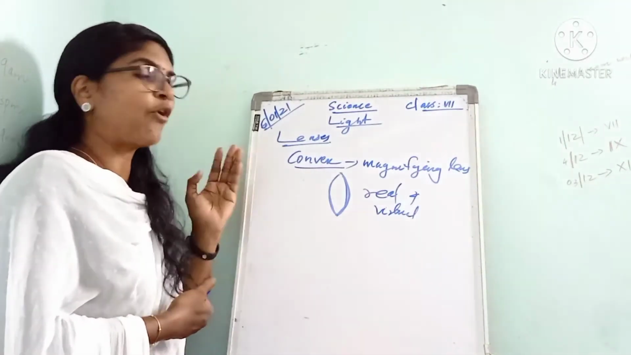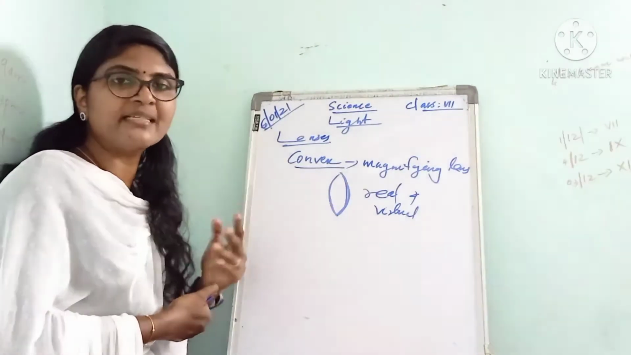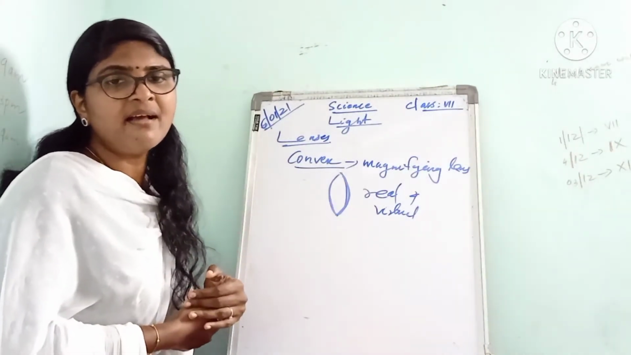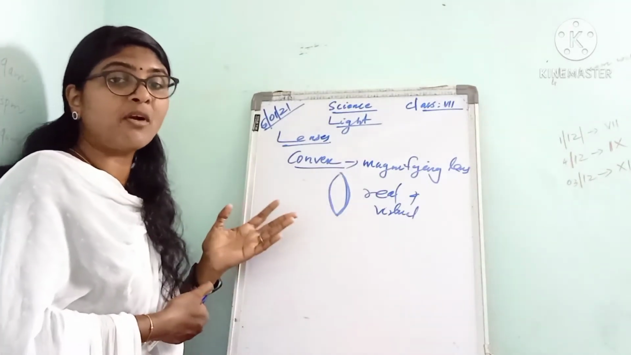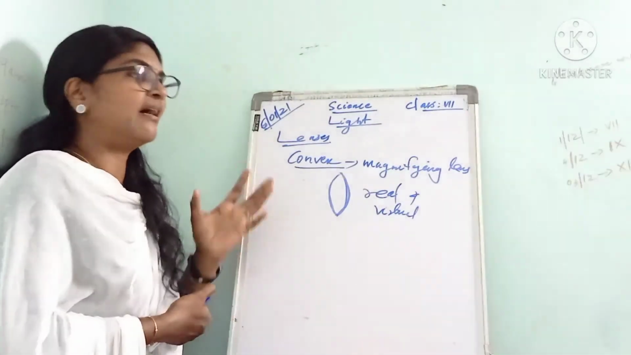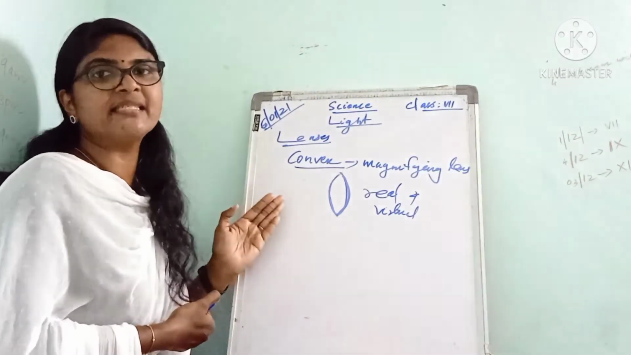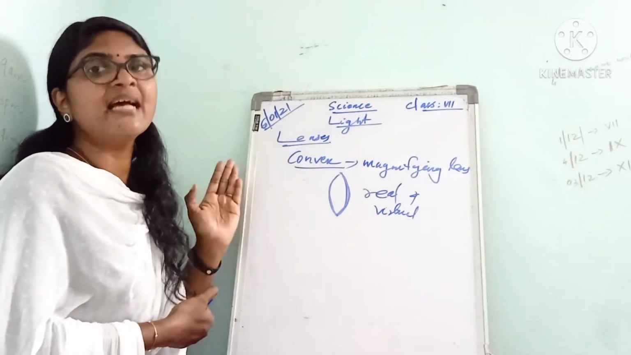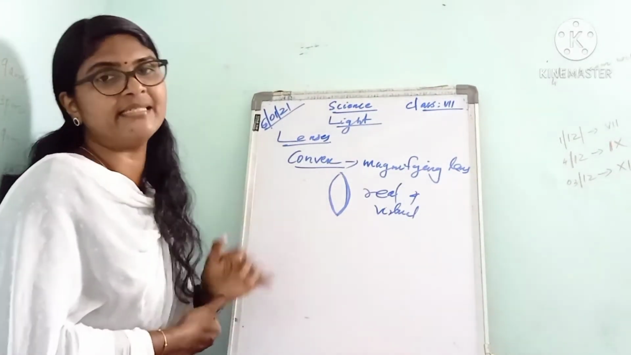Listen to it. The convex lens can form both real and virtual images. The virtual image formed by a convex lens cannot be captured on a screen. And what is the peculiarity of this virtual image? The virtual image is bigger in size and it is upright.